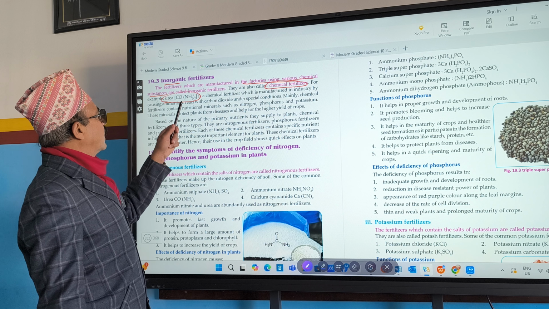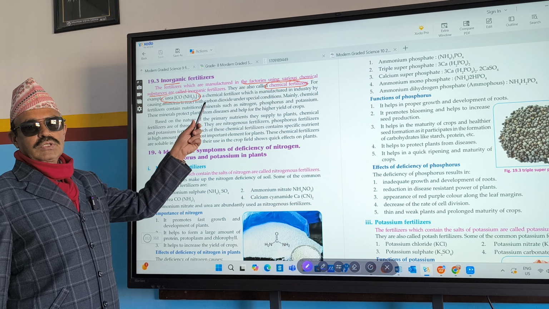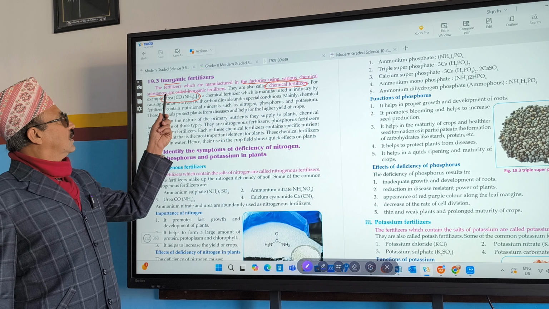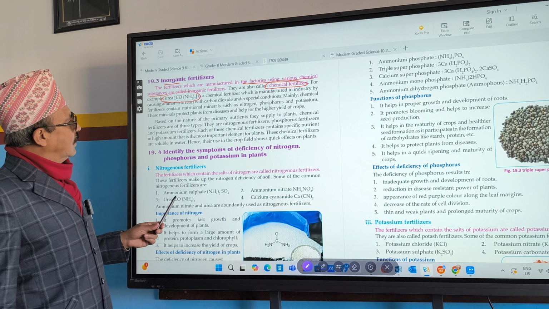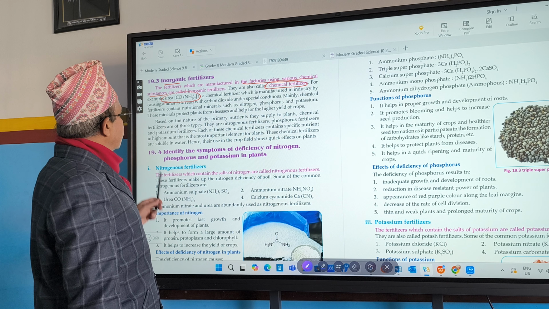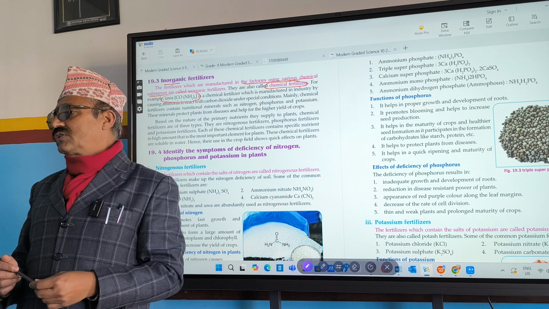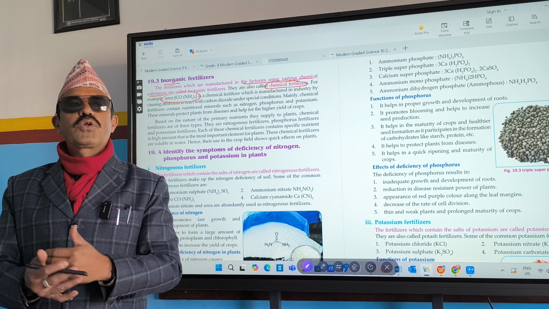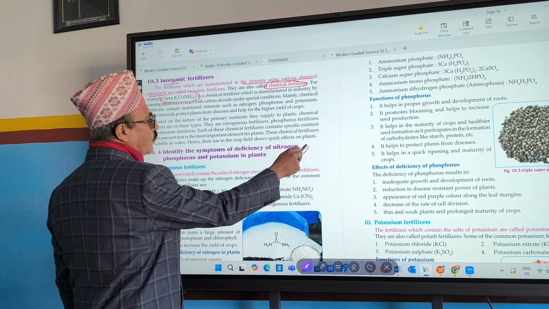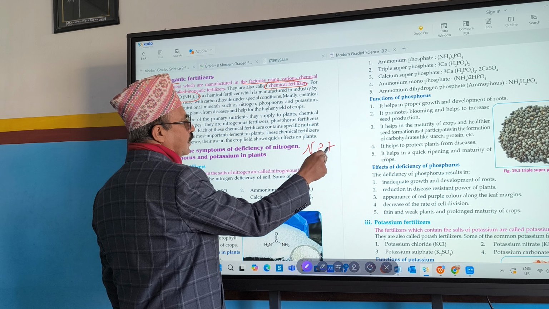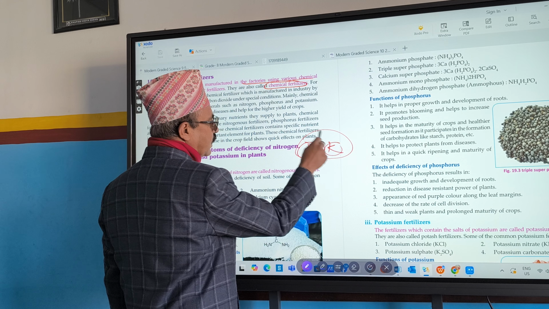An example of chemical fertilizer is urea, CO(NH2)2. It is a chemical fertilizer, but it contains carbon. These inorganic fertilizers are rich in nutrients. They supply more nitrogen, more phosphorus, and more potassium.